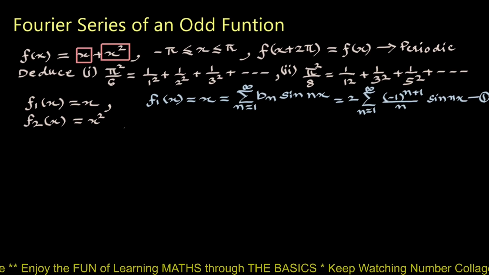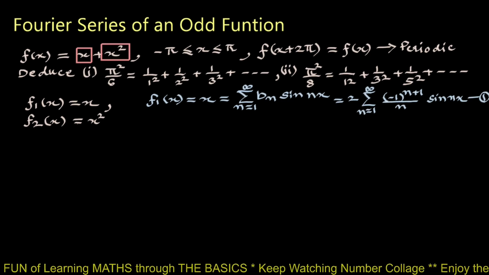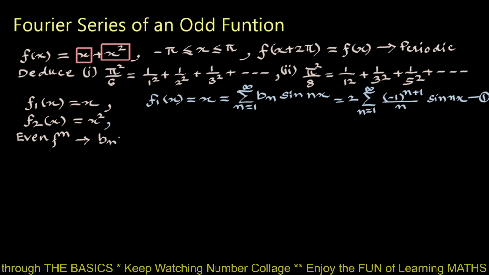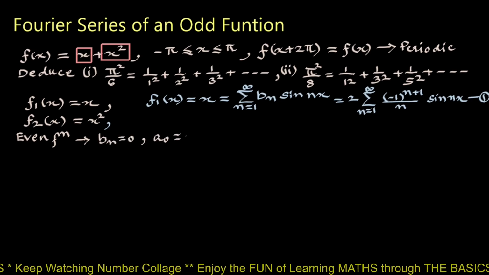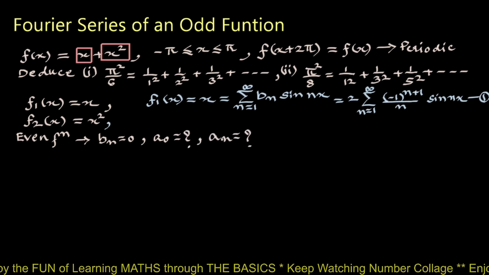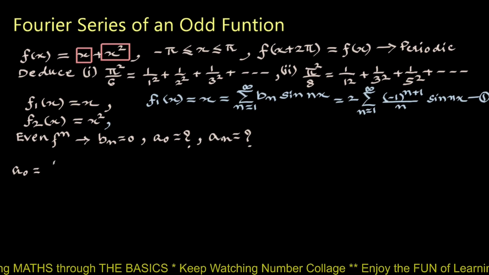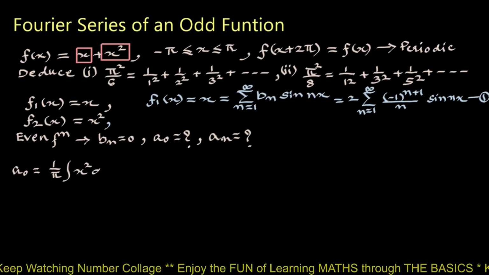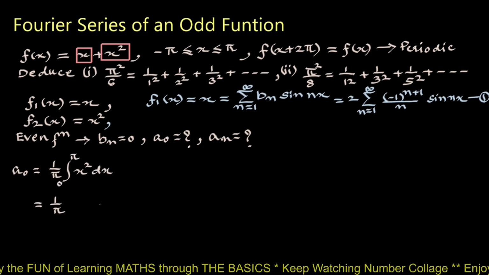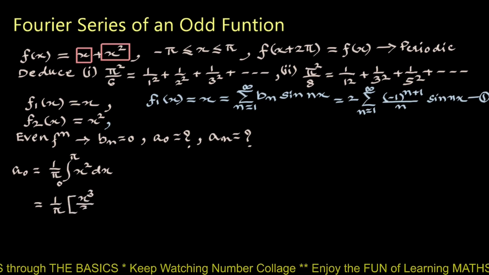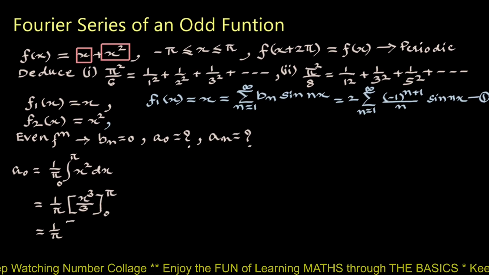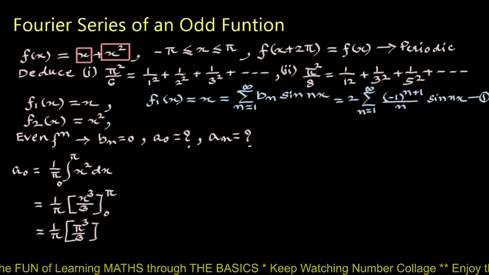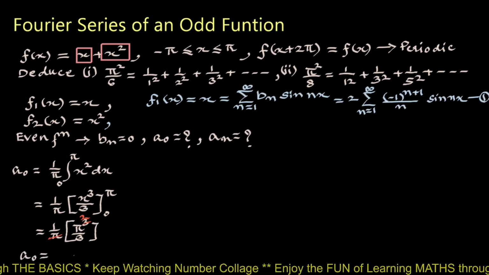Now we find the Fourier series of f2 of x, x square, which is an even function, implying bn equals 0, and we have to find a0 and an. So first, a0, which is 1 upon pi integral f2(x) dx, which is x square dx from 0 to pi, equals 1 upon pi into x cube upon 3 from 0 to pi. 1 upon pi, putting the higher limit, pi cube upon 3. For the lower limit it is 0. Cancelling 1 pi, a0 will be pi square upon 3.